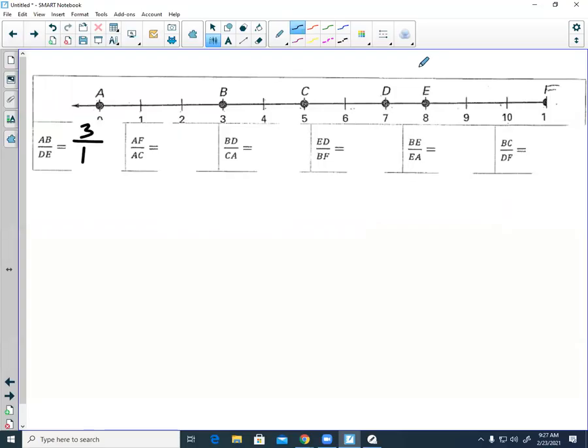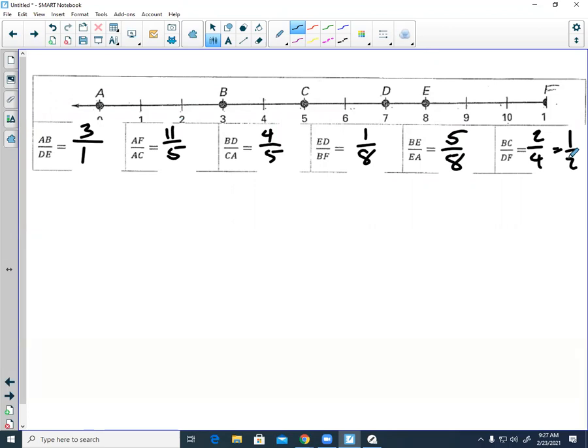All right, so AF over AC, who's got it? 11 over 5. And if we have disagreements, make sure you shout them out. BD over CA. EB over BF. BE over EA. And BC over DF. 2 over 4 or 1/2. Same exact thing, right? 2 over 4 and 1 over 2 are the same exact thing.